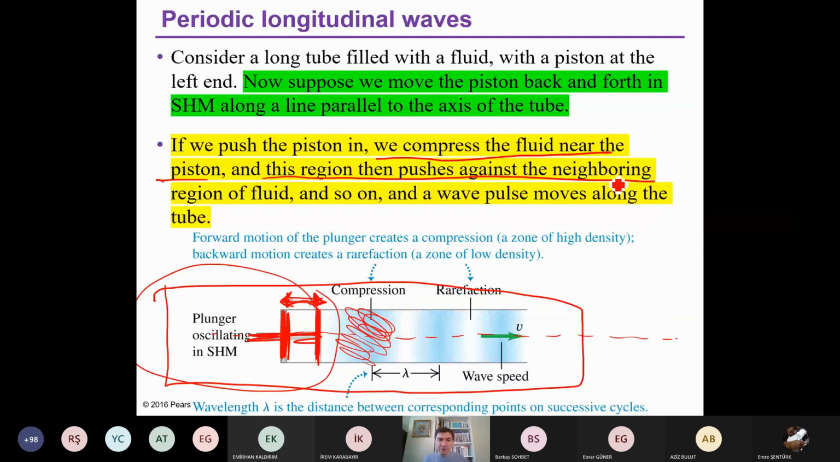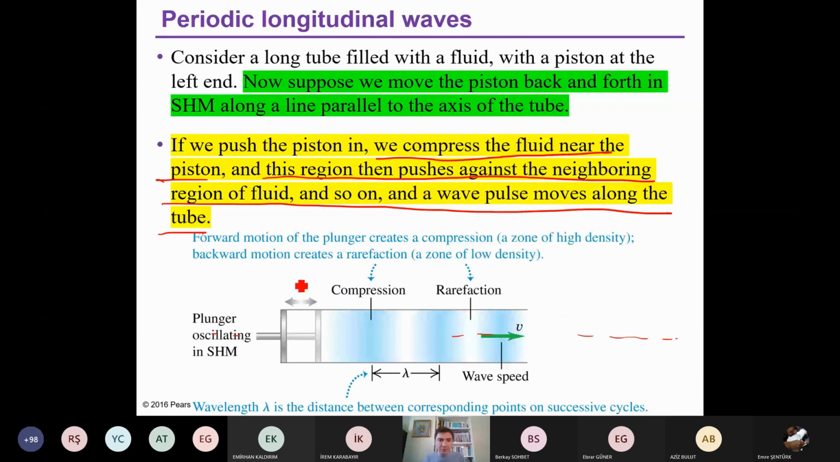So you move the piston into the fluid, and you compress the fluid around this piston, and this motion is transferred to the neighboring part of the fluid. Then you produce a wave pulse that moves along the tube. Here we have this simple harmonic motion. I move the piston back and forth, and I produce different regions in the fluid, compressed regions or rarefaction regions.